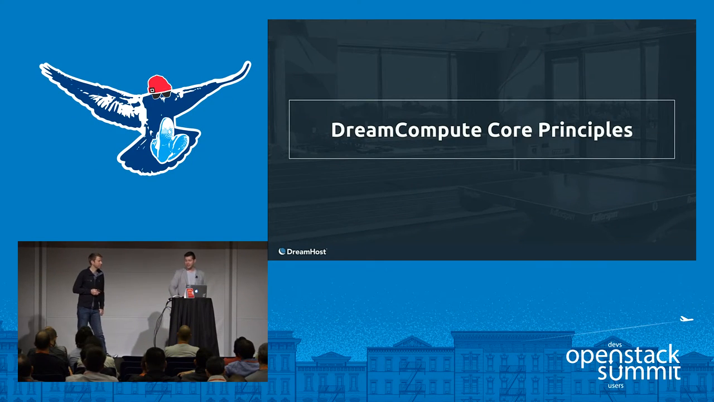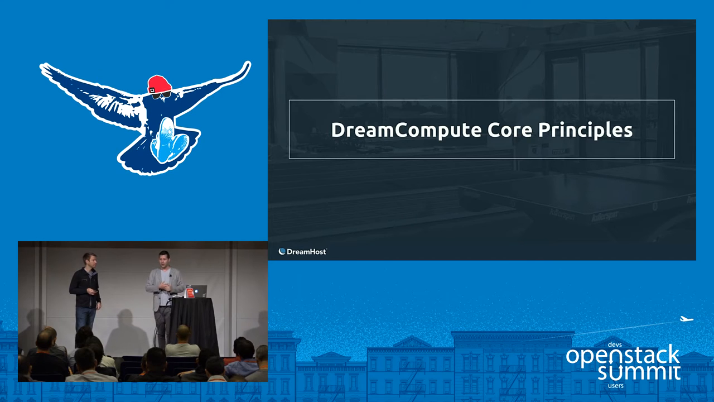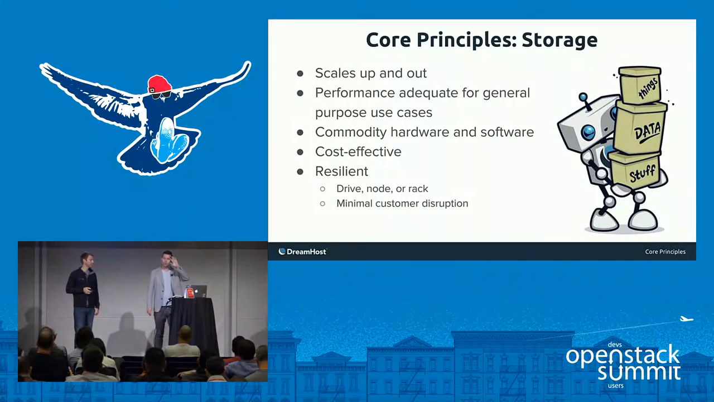So as Justin mentioned, we debuted DreamCompute in 2012 at the OpenStack Summit in San Diego. And our cloud architect at the time gave a presentation there that had a lot of our core principles and our decisions. And we made some waves about that, which was really fun. We're going to look at those decisions, and some of them were good, some of them weren't so good, and revisit and look at all the pain points. So let's go back to 2011 and get inside the head of our cloud architects and think, what were we thinking at the time? So first, we had a core principle about storage.